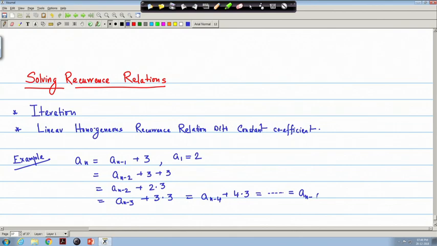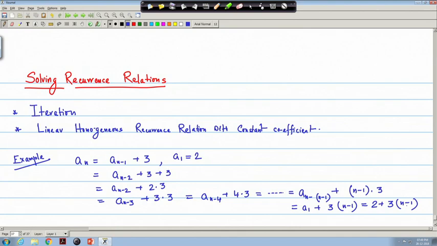a_{n-(n-1)} plus (n-1) into 3. This is a_1 plus 3(n-1). Now, I know a_1 equal to 2. So, this becomes 2 plus 3 into (n-1).